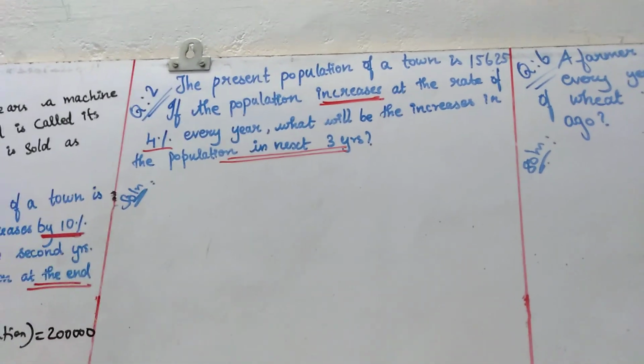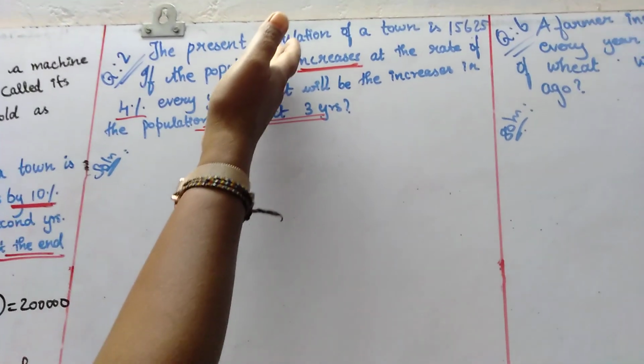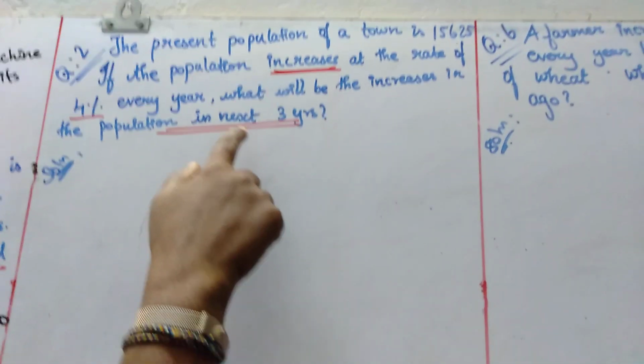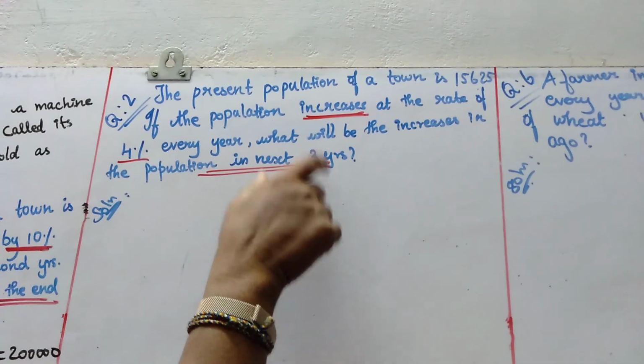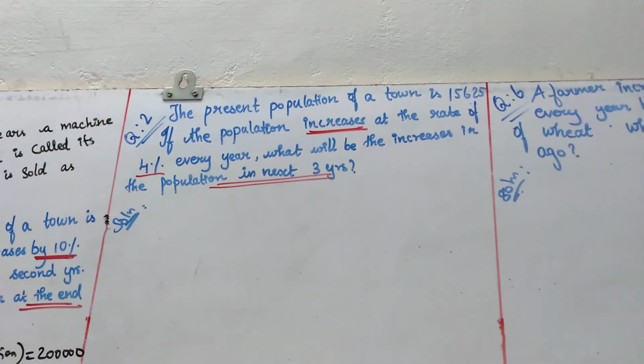The present population increases, it's a growth we know very well. So we are going to use the present population. Next 3 years means after 3 years, the question is like that, so we want to use the present population as V naught, right? Okay, we'll go to the sum part.